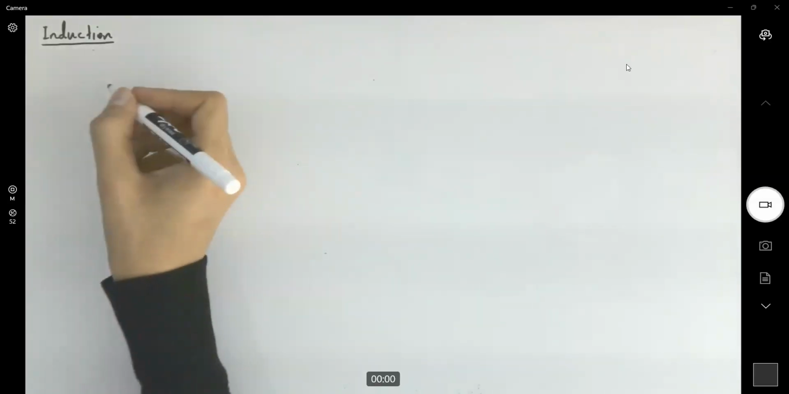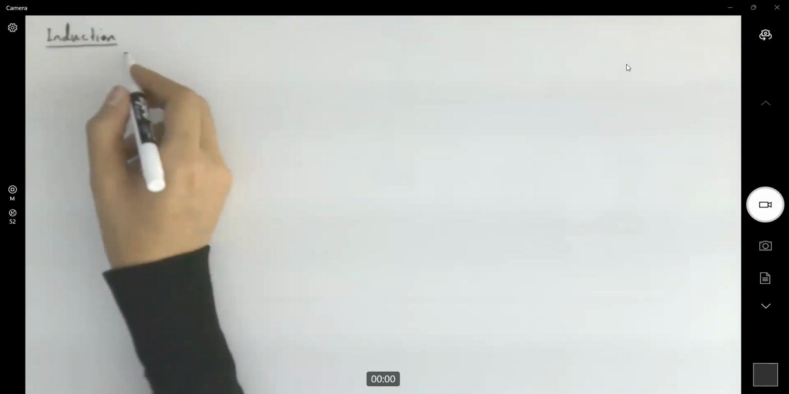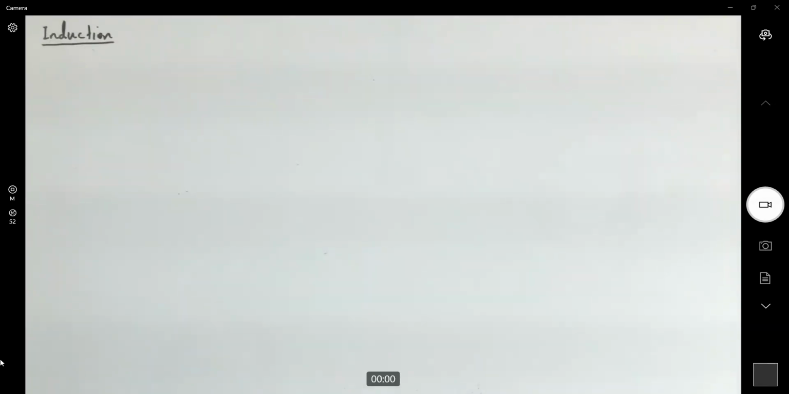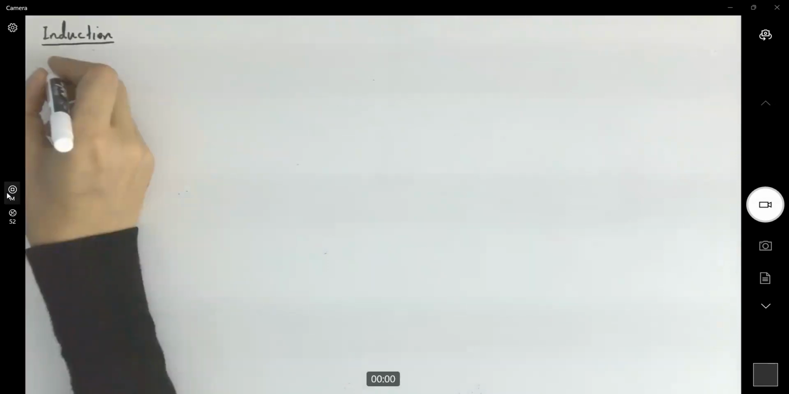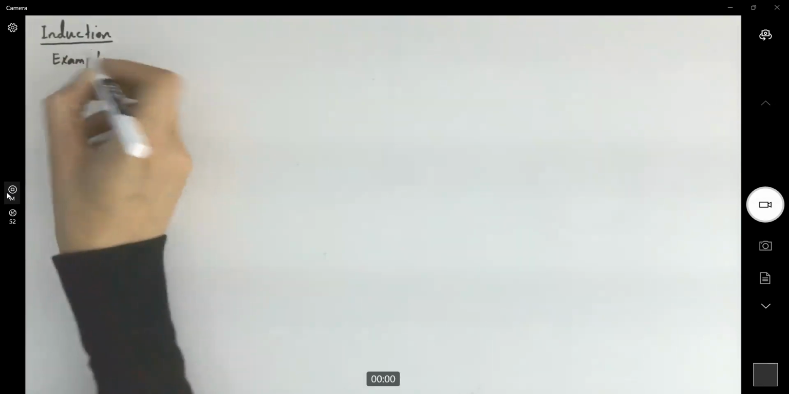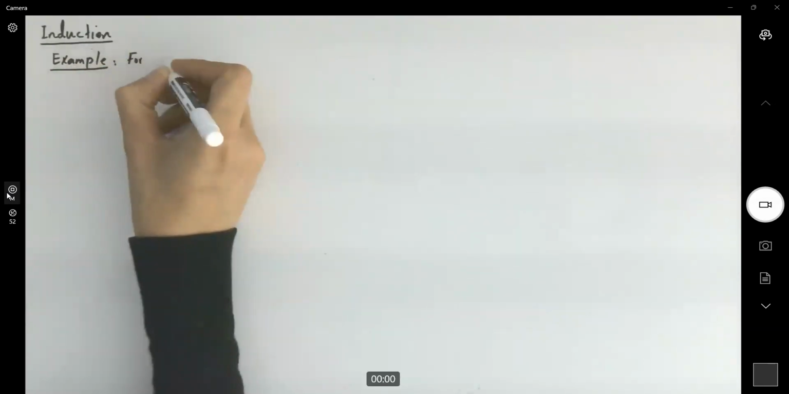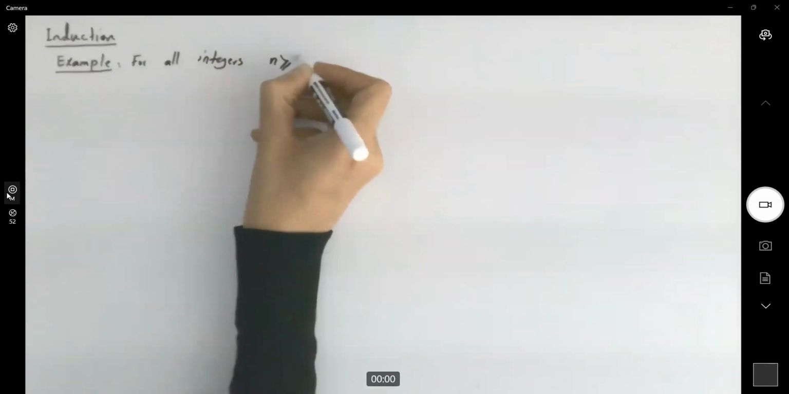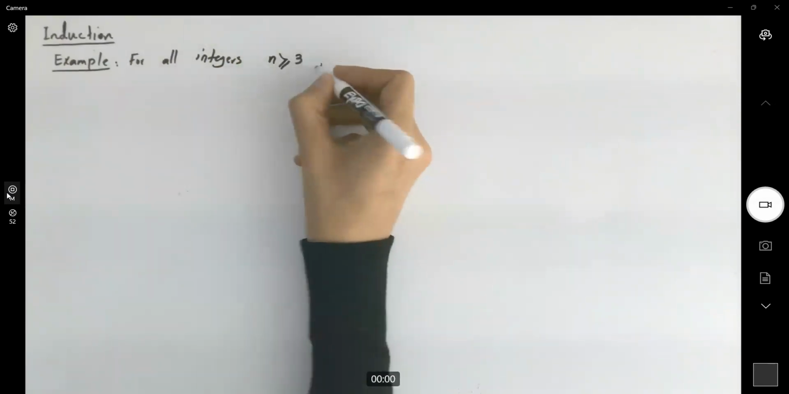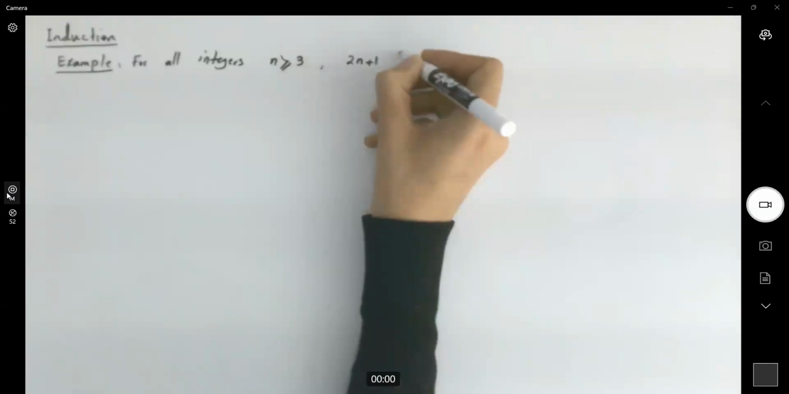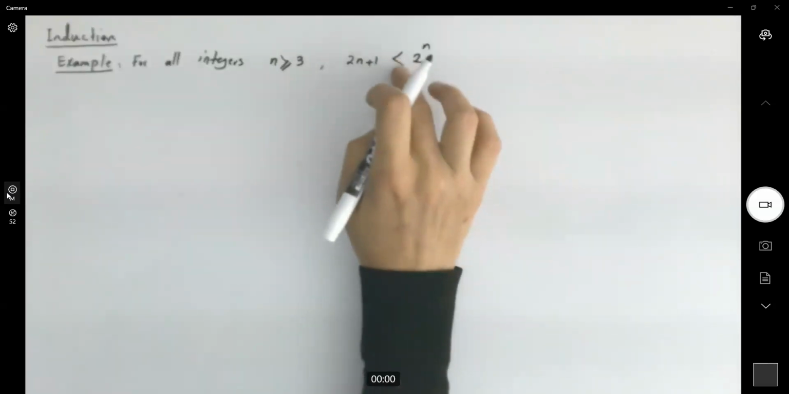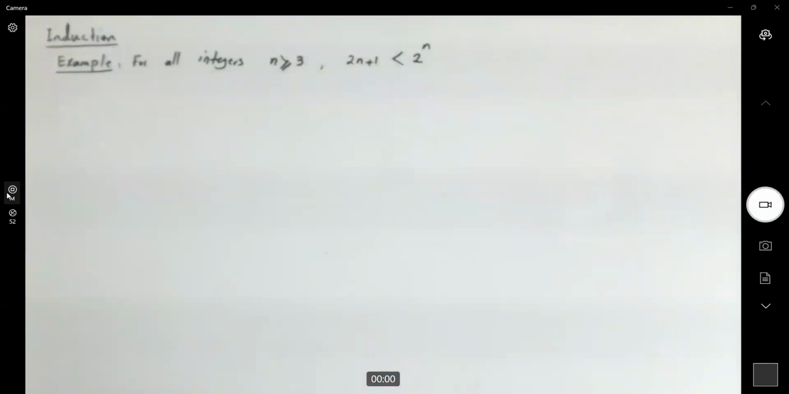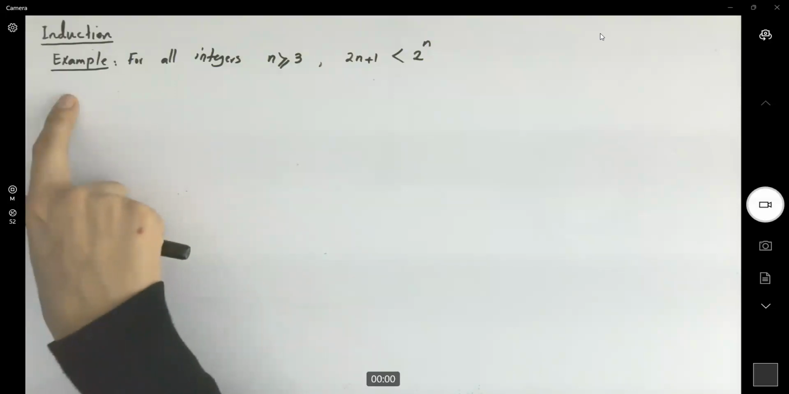Let's take a look at the following example. We're going to apply the induction method in this example as well. This example says, for all integers n larger than or equal to 3, 2n plus 1 is always less than 2 to the power n. Let's apply the method of induction.